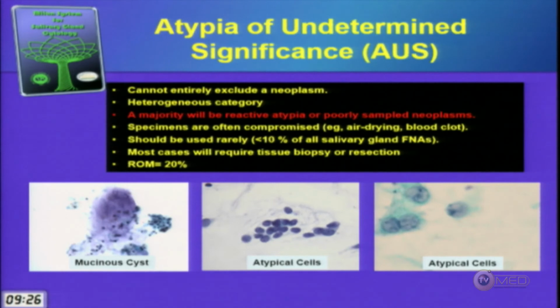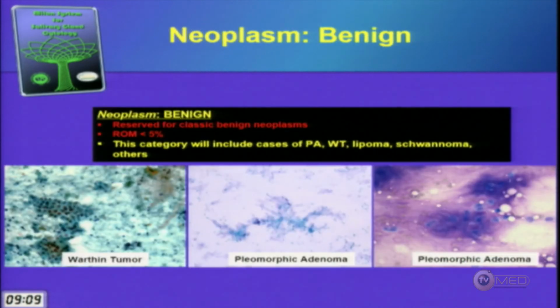that. And then if your aspirate has little bits of atypia, but you're just not sure, is it a neoplasm or not, put it into the atypical category where the risk of malignancy is about 20%. And many of these cases will go on to require tissue biopsy or maybe even resection.